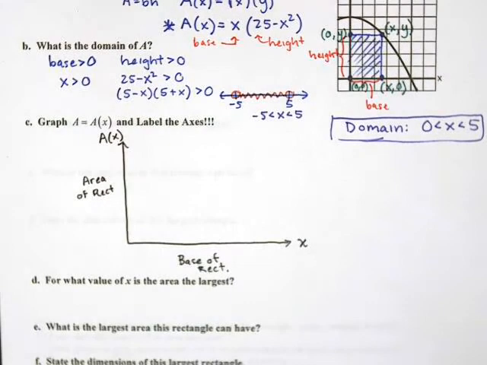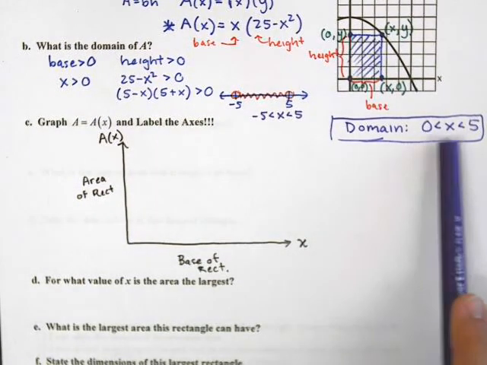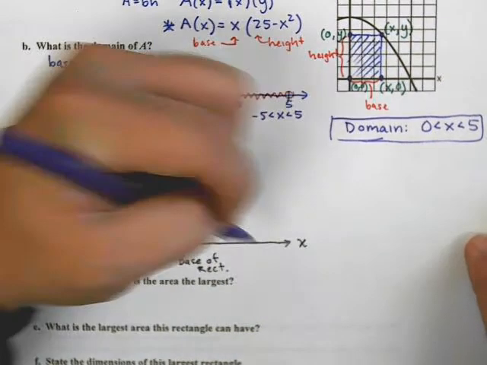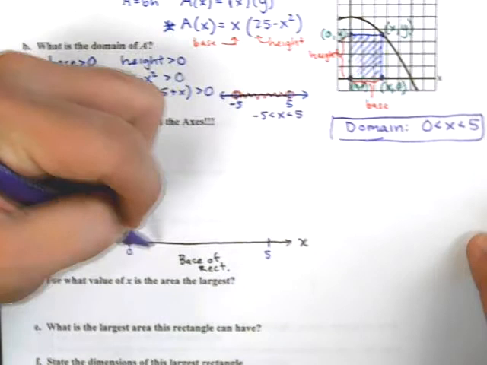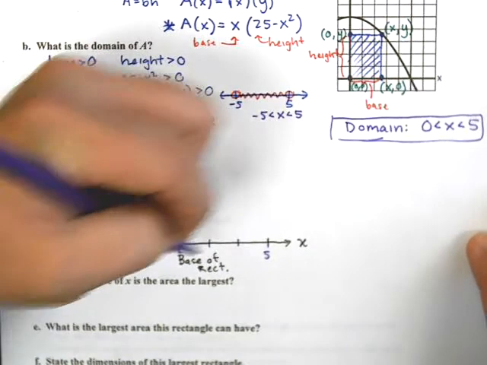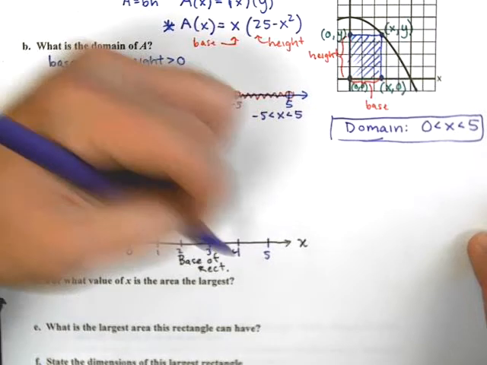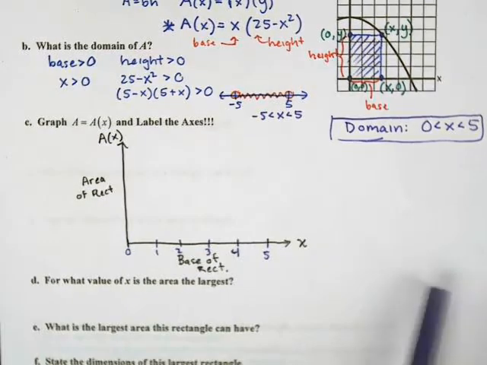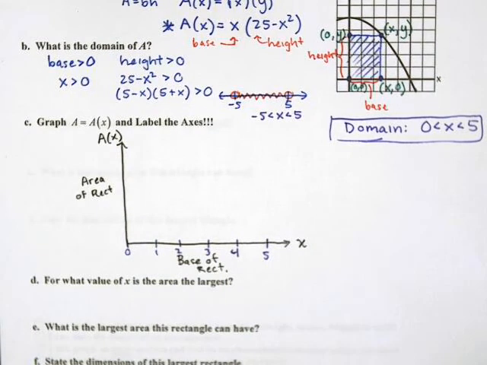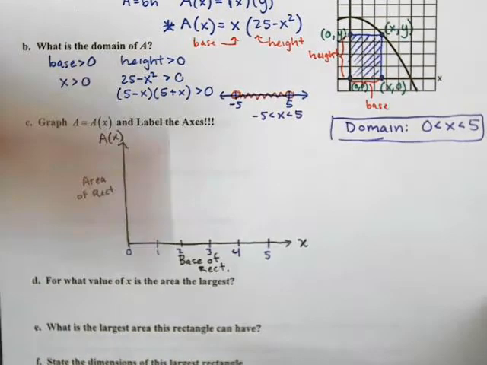Let's see what's going on. Well, we know some things right off the bat which are pretty nice. If my domain is 0 is less than x is less than 5, well then I know already that this would be 0. I could put 5 over here, maybe go 1, 2, 3, 4, 5. I can't go past 5. It doesn't work. I already know that from my domain. I don't know yet about the y though.